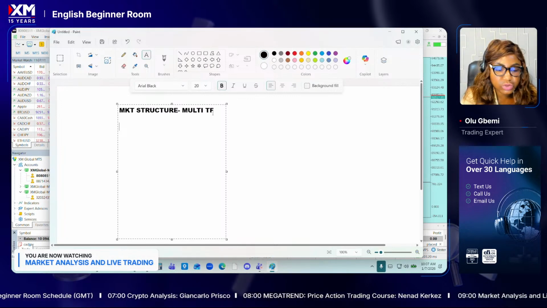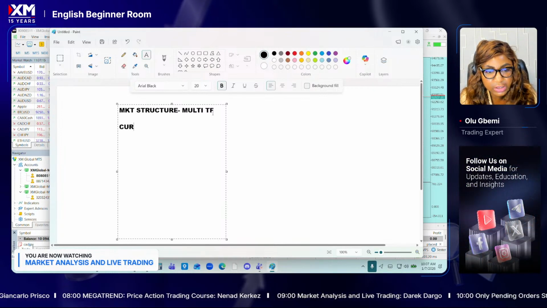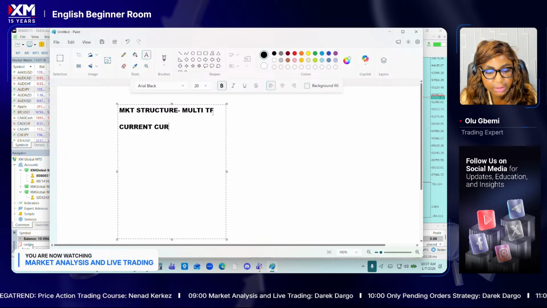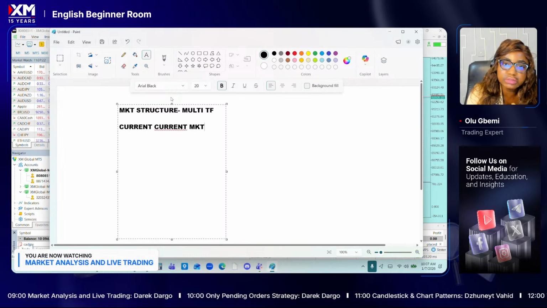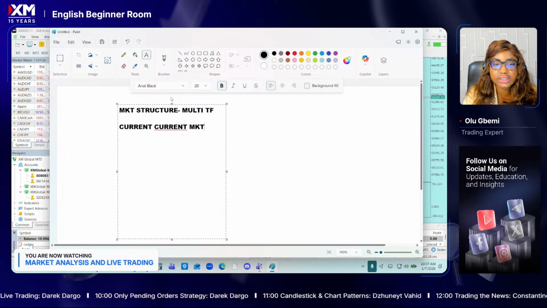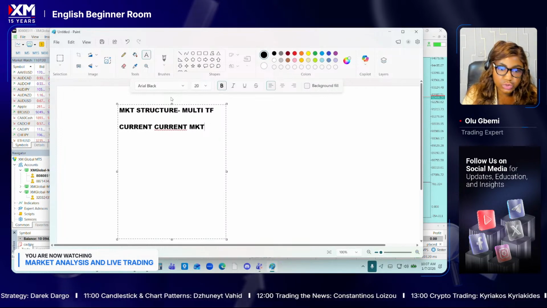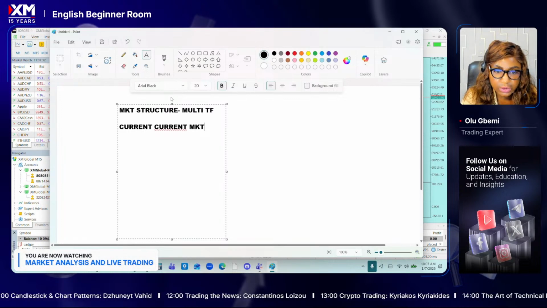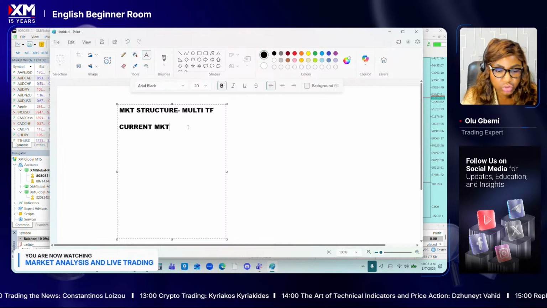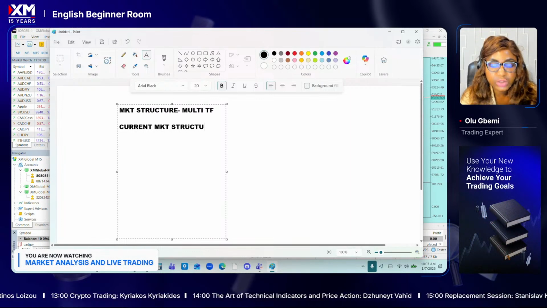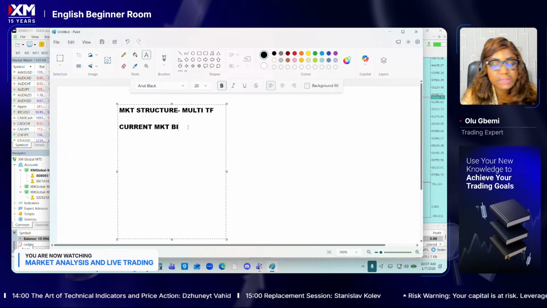The next thing we are going to do is find the current market bias, to try to see where the market is at the moment. Yes, the structure is a trending market, it is uptrending, for instance. Is it possible that the trend is going to continue? So, the current market bias, not the structure now.